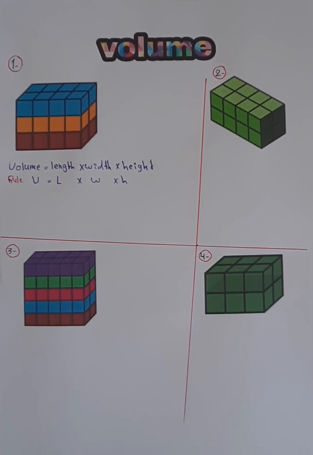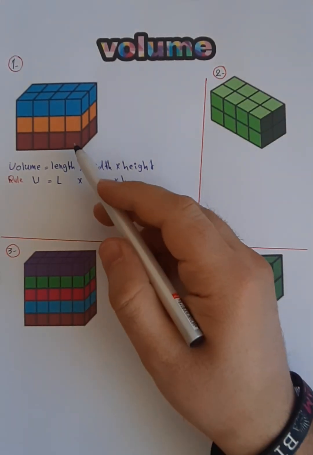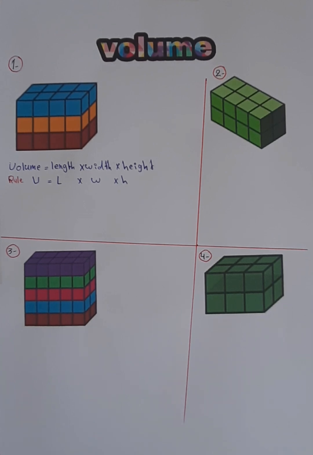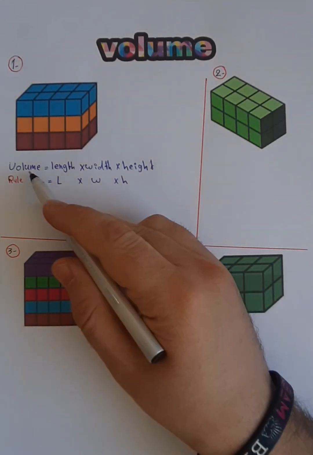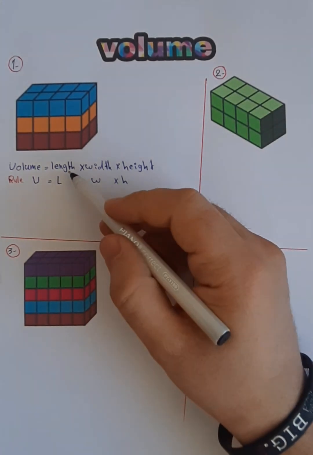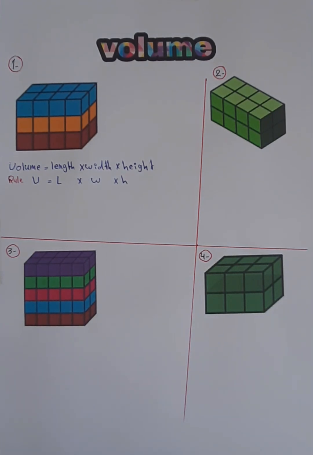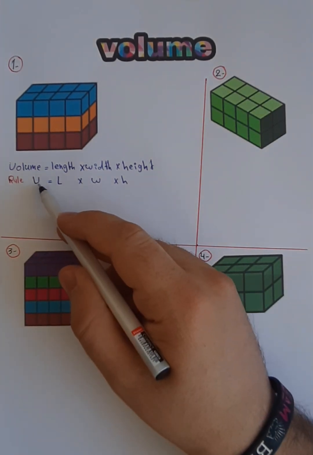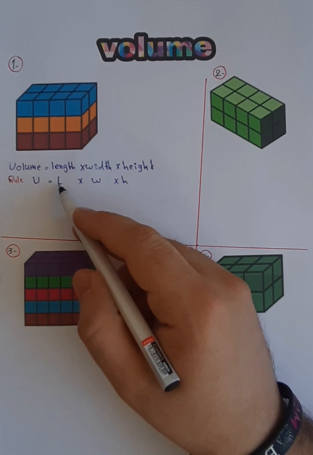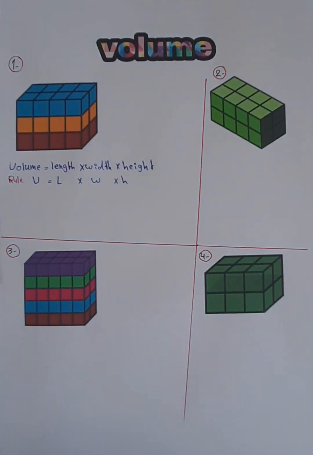Hello dear students, in this lesson I'm going to talk about volume. This shape is a rectangular prism and we have a rule for finding the volume of the rectangular prism. The rule for volume for the rectangular prism is volume equals length times width times height. And the short form for this rule is V equals L times W times H.